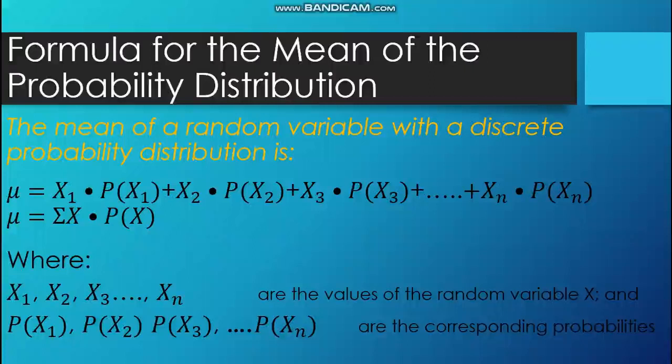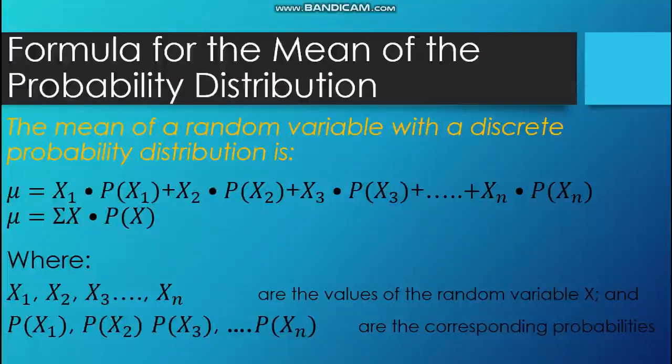All we have to do is to multiply the random variable x to its corresponding probability value, and then we're going to add all of the products of x and P of x, and that will be now your mean of the random variable of a discrete probability distribution. And we're going to use the symbol mu for the mean of the random variable.